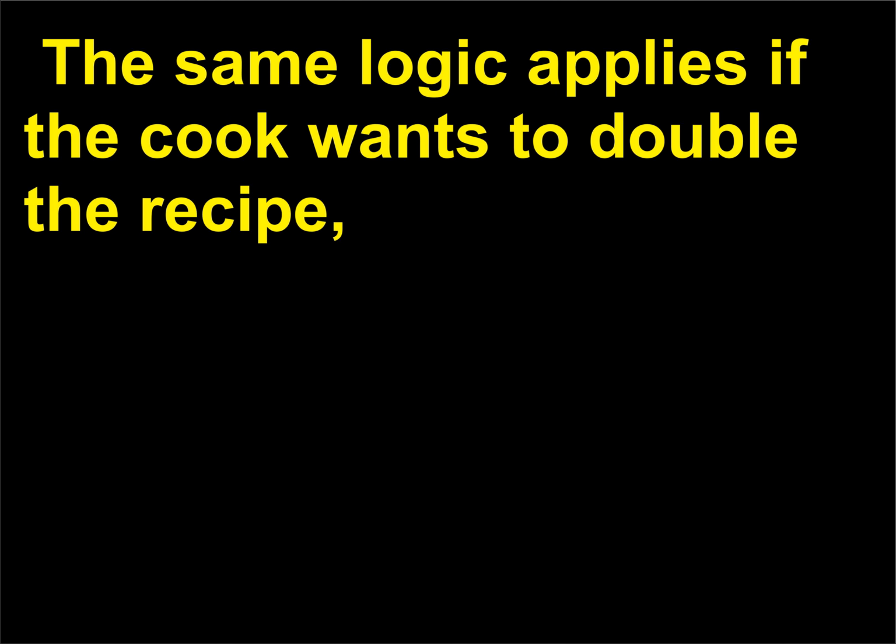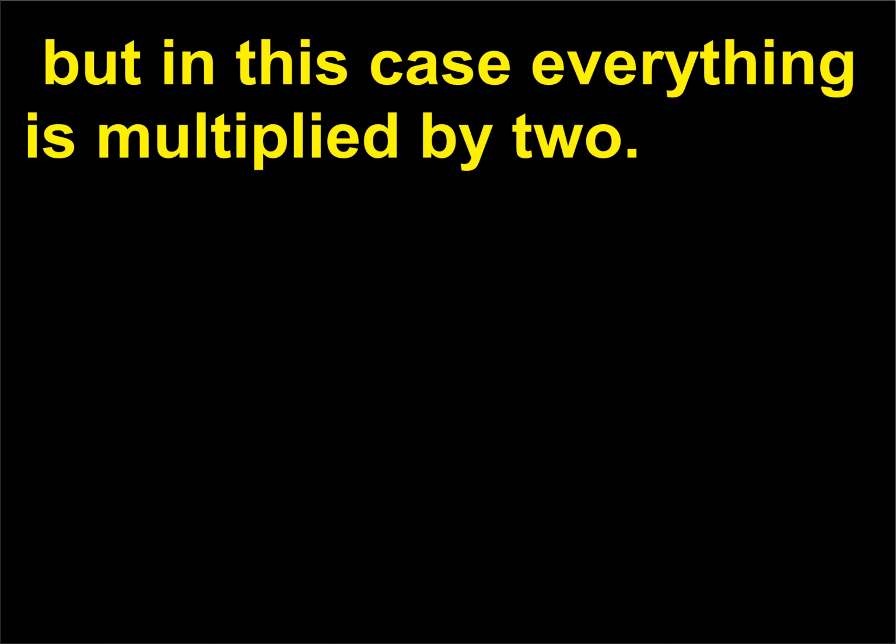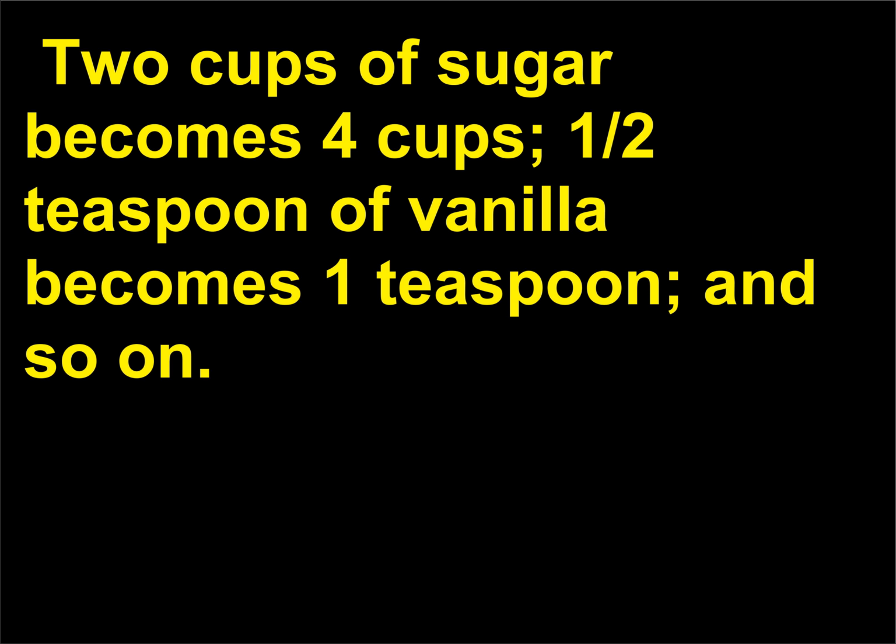The same logic applies if the cook wants to double the recipe. But in this case everything is multiplied by 2. 2 cups of sugar becomes 4 cups, 1/2 teaspoon of vanilla becomes 1 teaspoon, and so on.